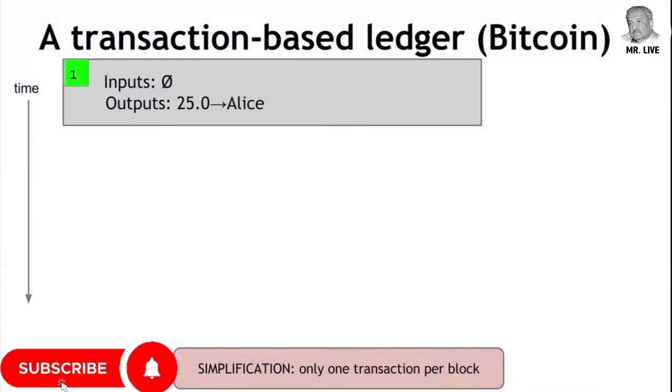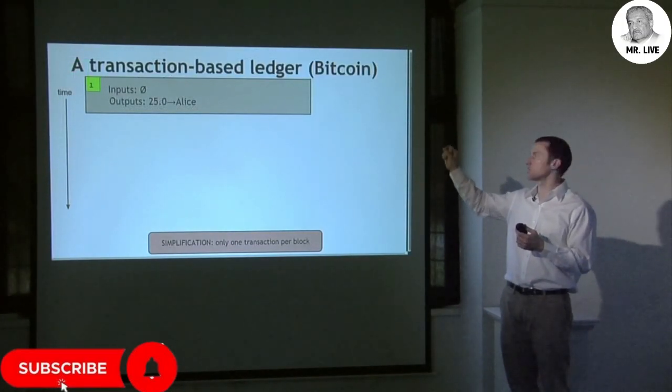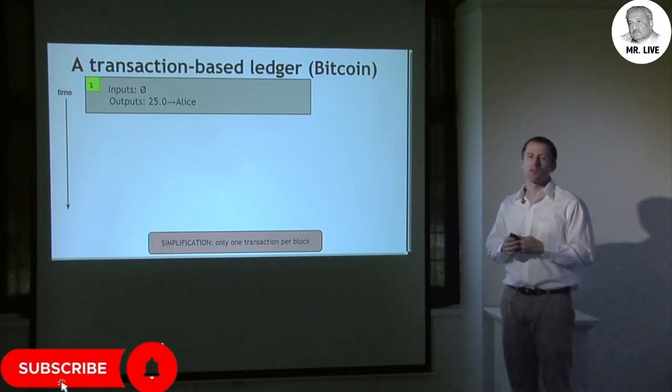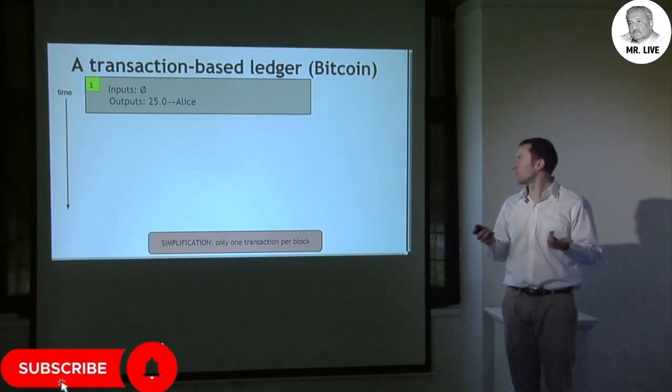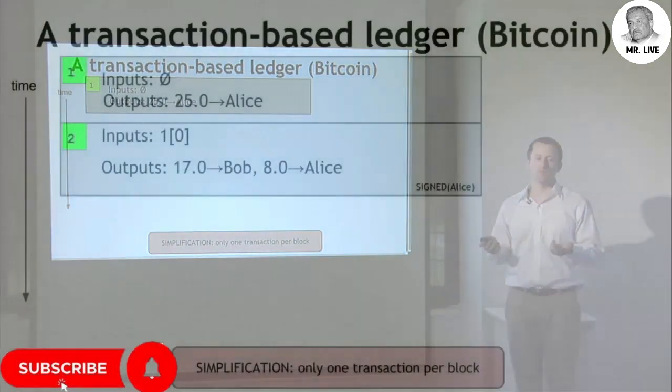Instead, Bitcoin uses a ledger that just keeps track of transactions. So how does that work? This is a transaction-based ledger, which is very close to Bitcoin. Now transactions explicitly specify a number of inputs and a number of outputs, and transactions also each have a unique identifier. So we'll start with transaction 1, which has no inputs, because this is new currency being created, and an output of 25 coins going to Alice. And again, since this is a transaction where new coins are being created, there's no signature required here.